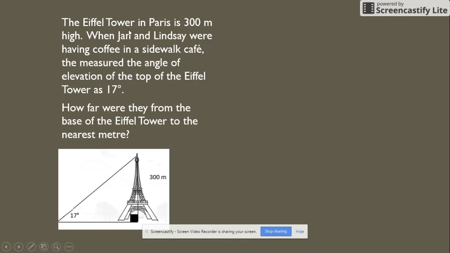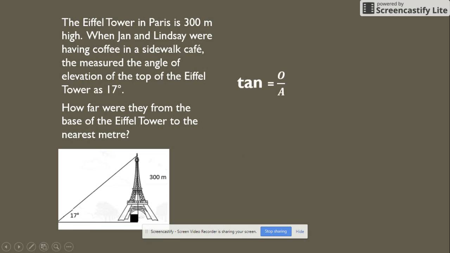Right, last one. Now this one is a little bit different. The Eiffel Tower in Paris is 300 meters high. When Jan and Lindsay were having coffee on a sidewalk cafe, they measured the angle of elevation to the top of the tower as 17 degrees. So here we've got 17 degrees. How far were they from the base of the Eiffel to the nearest meter? So they want to know this here.